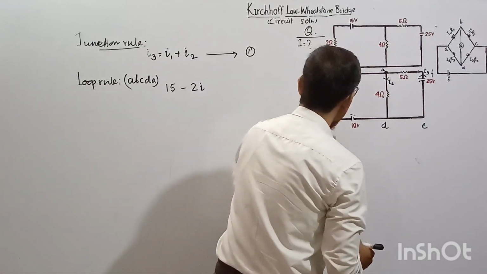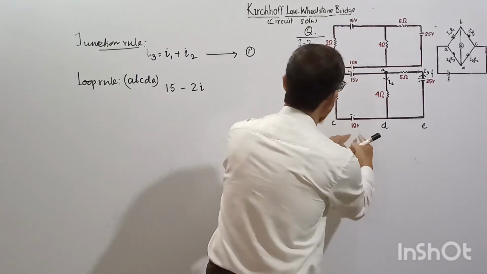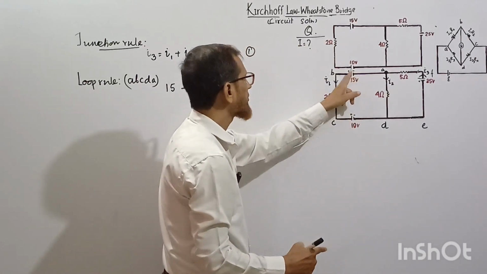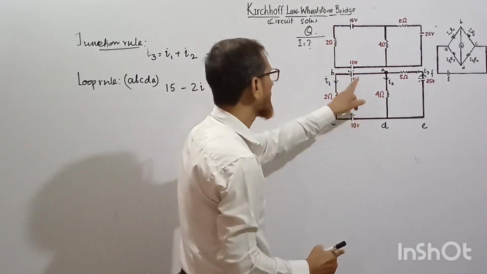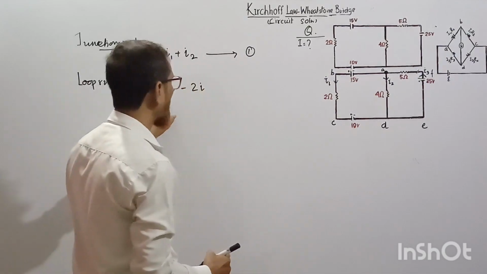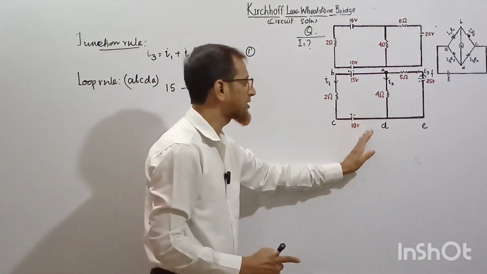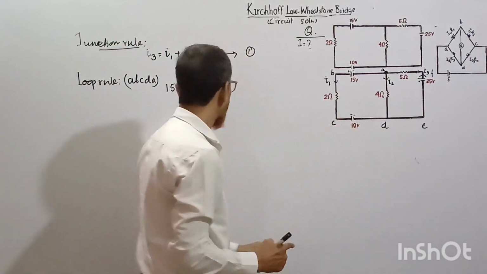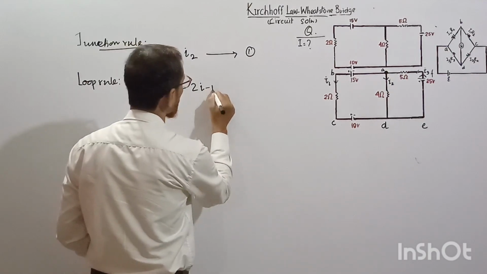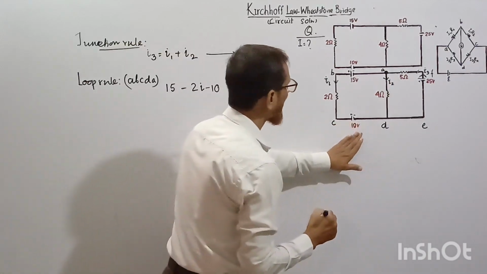Now come to this one, again the current enters here. Earlier it was minus to plus, now it is plus to minus. When it is minus to plus, we assume this plus. When it crosses the second cell, plus to minus, the answer is minus. So here this one is equal to minus 10.